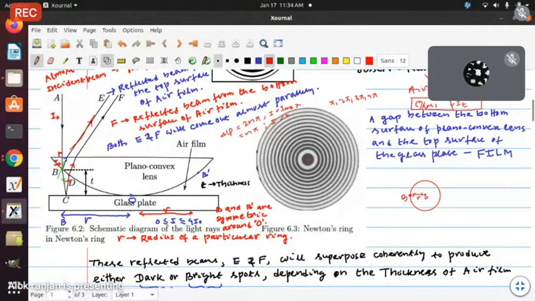So what is happening at B, and if you move on the circumference of an imaginary circle which is at a distance r from this point of contact, because do remember it's a three-dimensional object, then you'll get a bright spot.